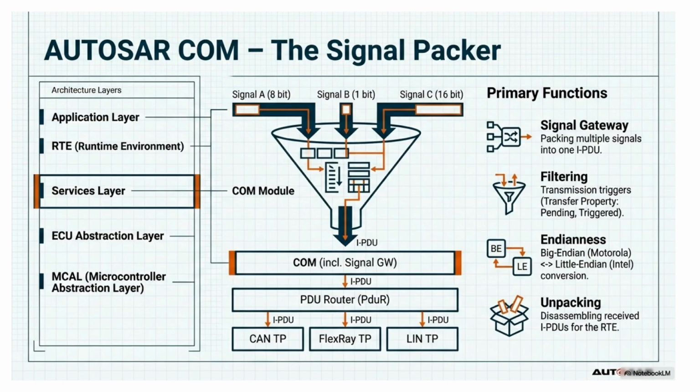The AUTOSAR COM module is the topmost component of the Comstack, positioned directly between the RTE and the PDU router. Its primary role is to act as a signal packer, transforming signal-oriented data from the application into protocol data units, PDUs, for network transmission. During transmission, COM bundles multiple individual signals, the smallest entities of information, into an interaction layer PDU, IPDU, based on a configured layout. It also manages complex tasks, such as endianness conversion between Big Endian, Motorola, and Little Endian, Intel, formats to ensure data consistency across different processor architectures.